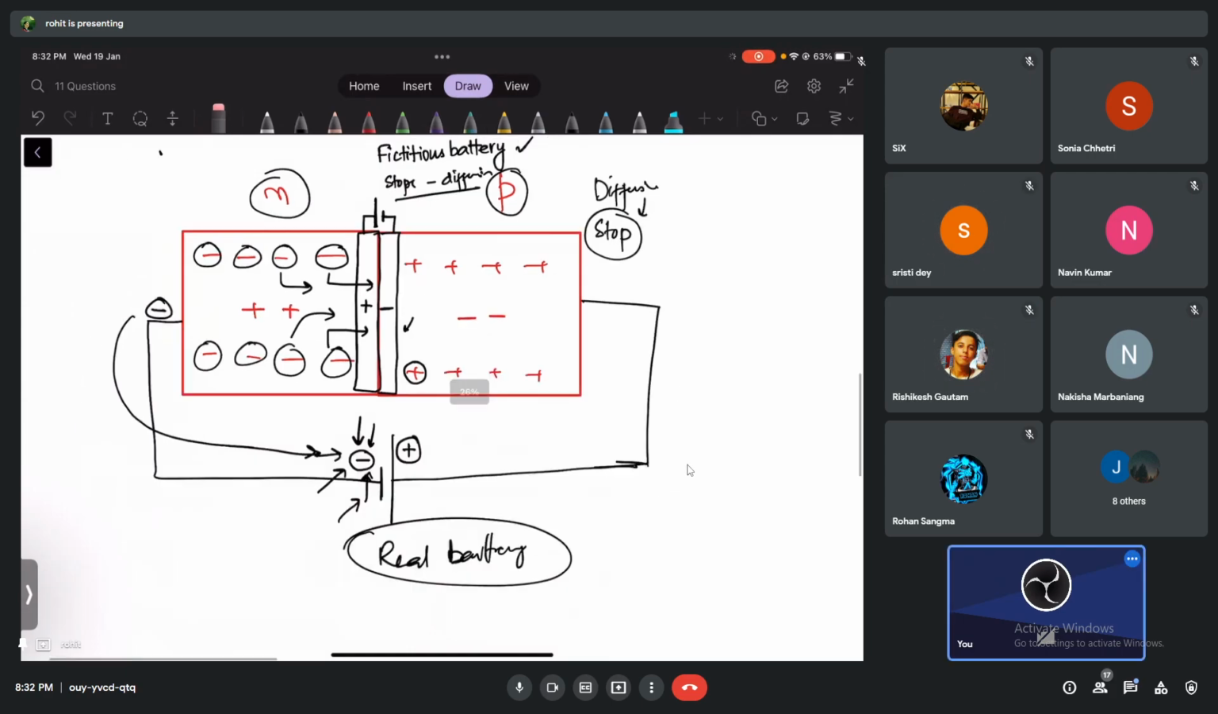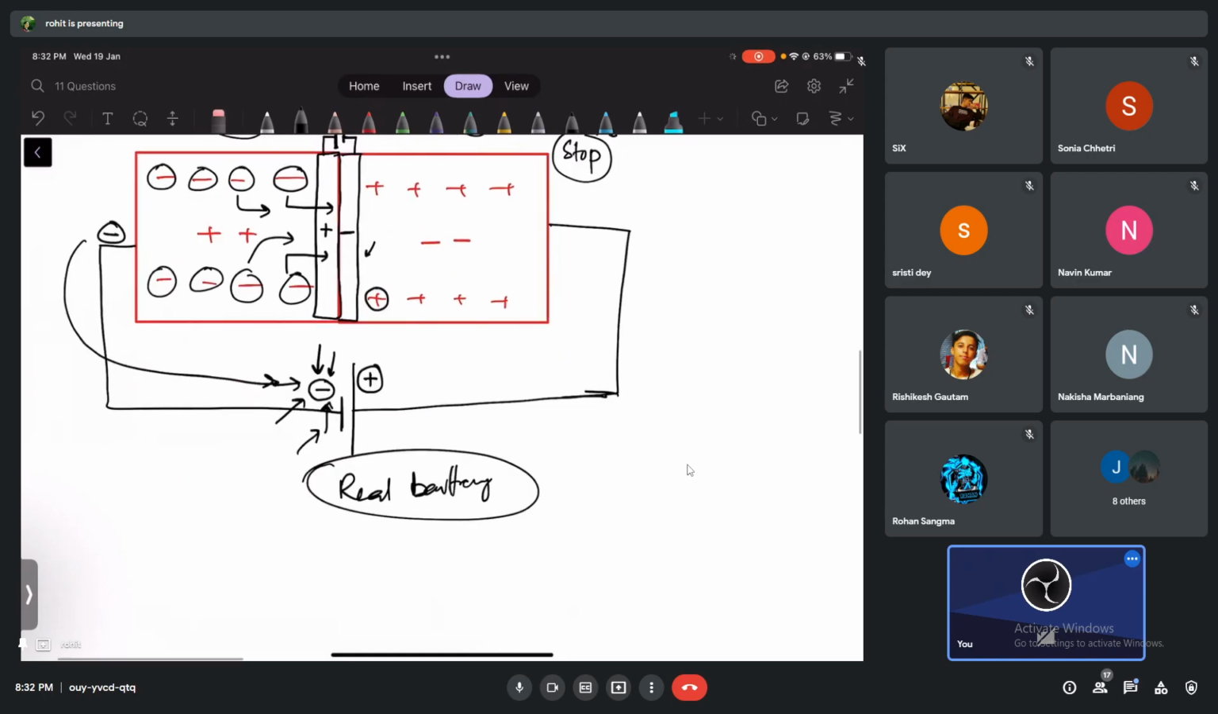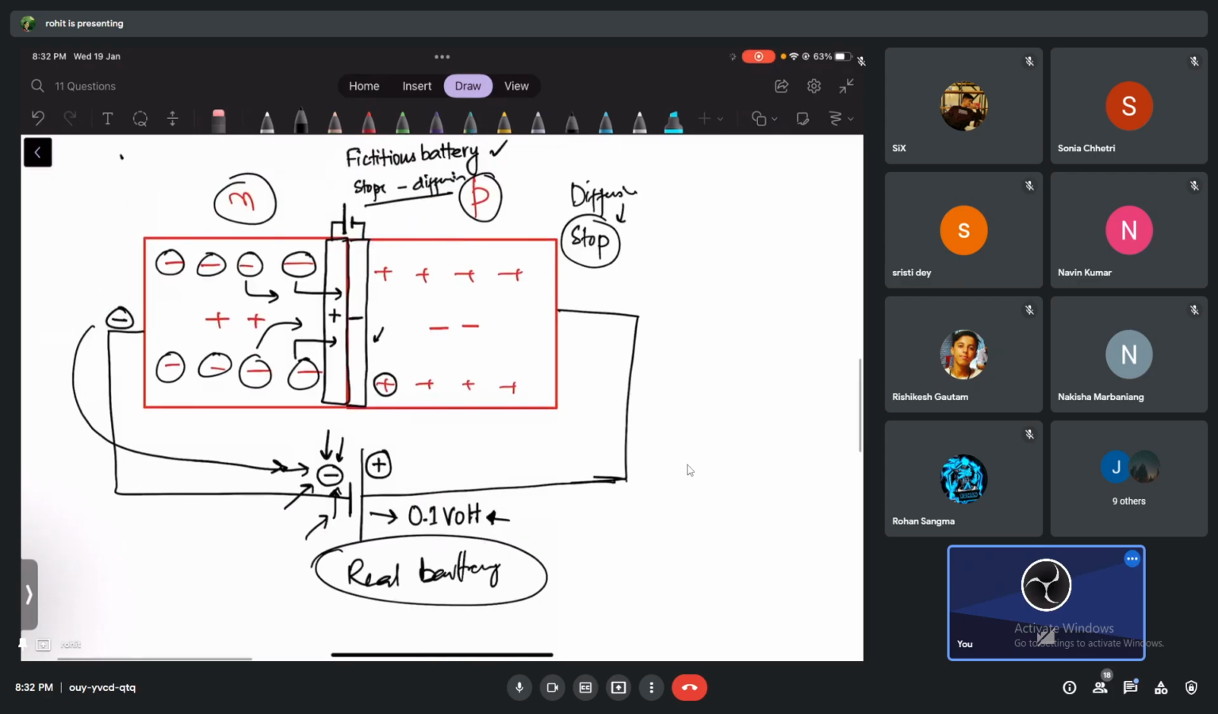But let me tell you, if this battery is around 0.1 volt, very, very small. Did I apply a really big battery or a very small battery? Very small voltage only. It's a very, very small voltage that I've applied. What do you think, guys? Will it be enough to push the electrons, or may it not be enough?